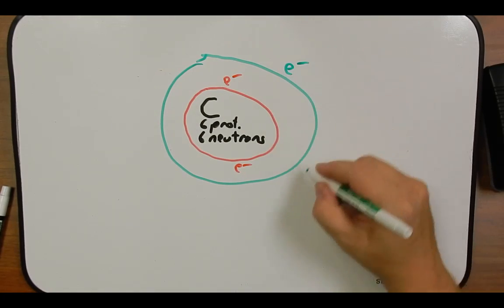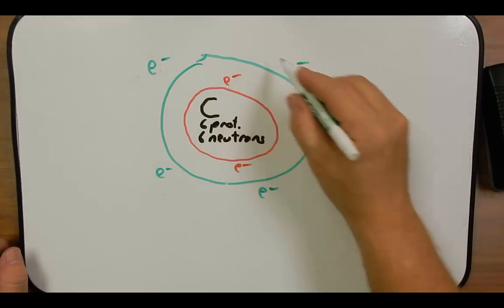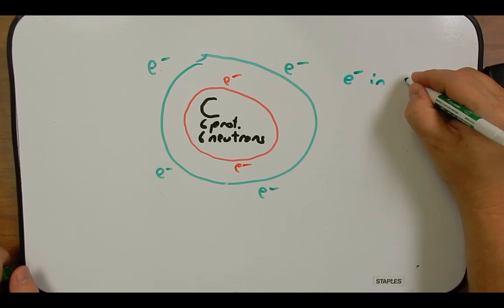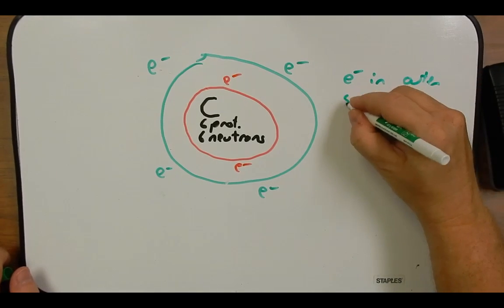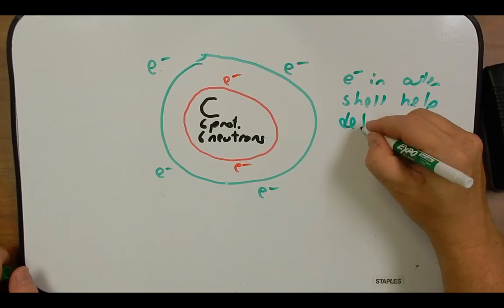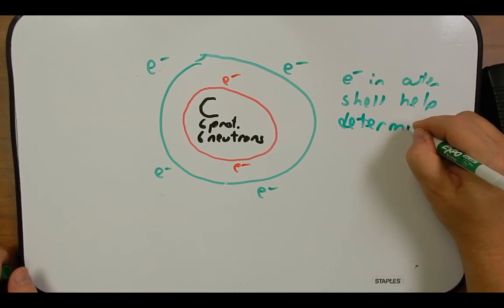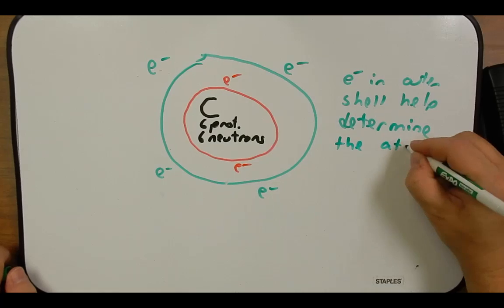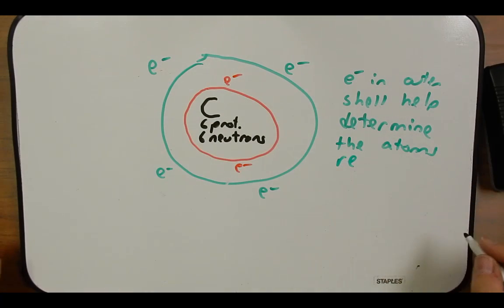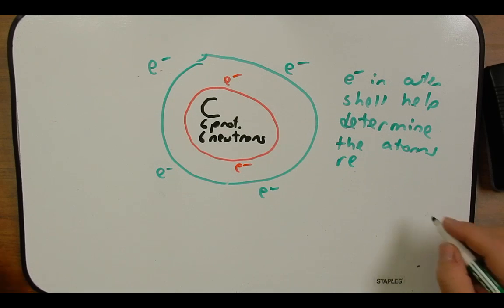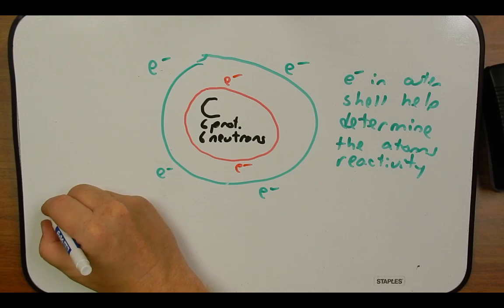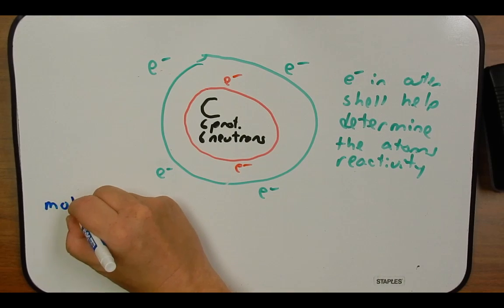And I'm just going to draw them like so. These electrons in the outer shell help determine the atom's reactivity. It is these electrons in the outer shell that will interact with other elements to form bonds. When 2 atoms come together, they will form a molecule.